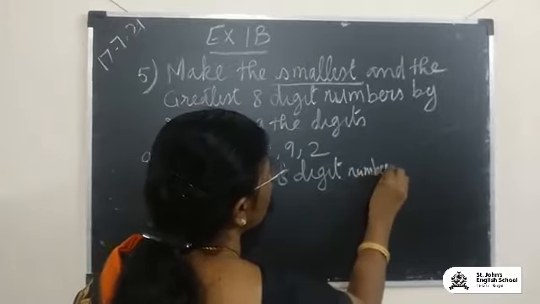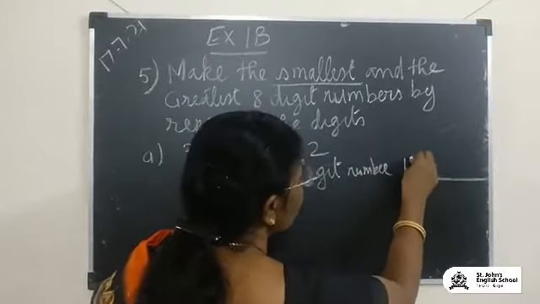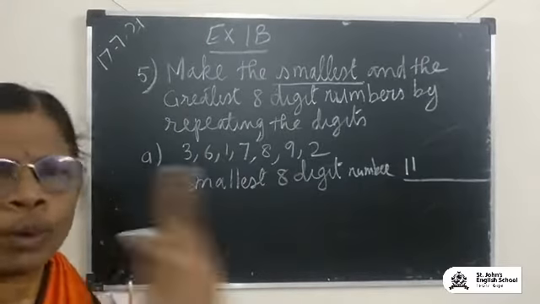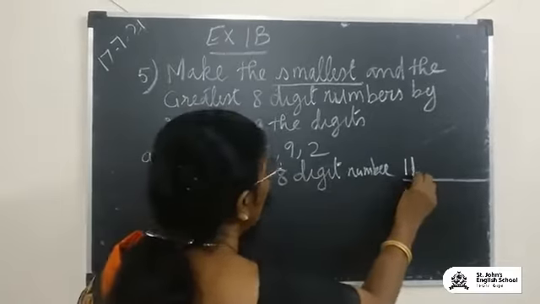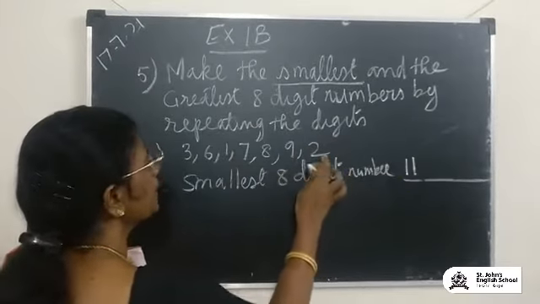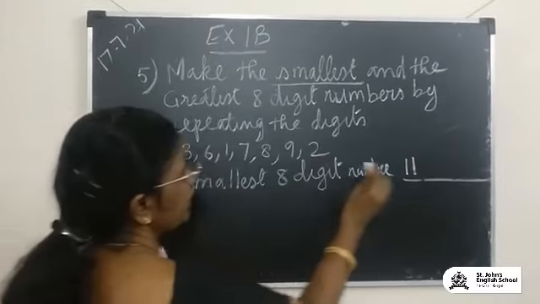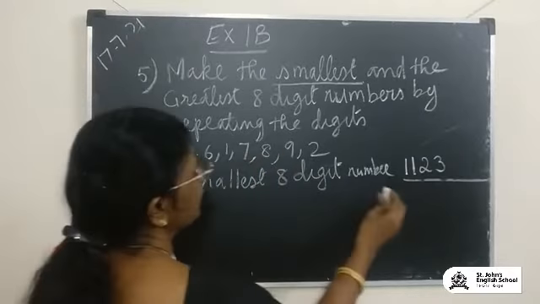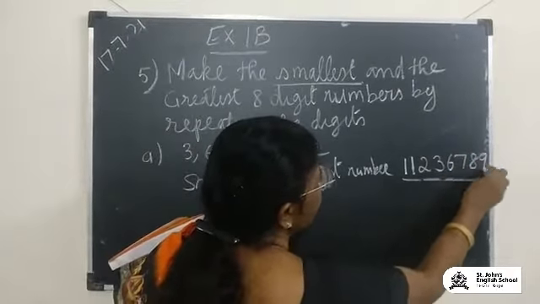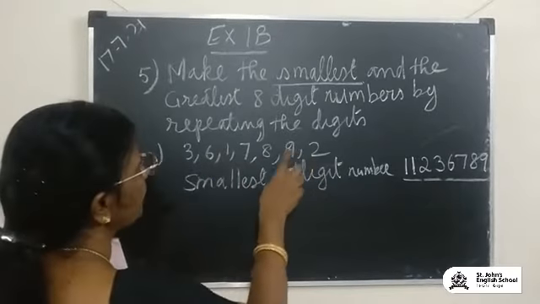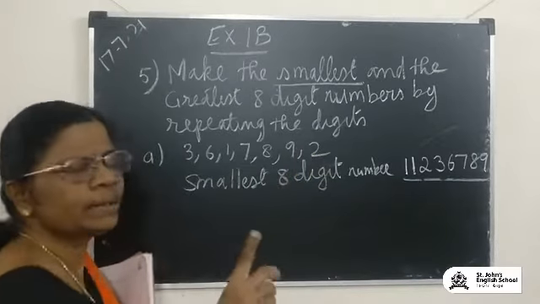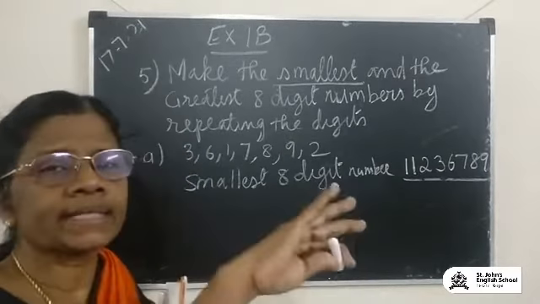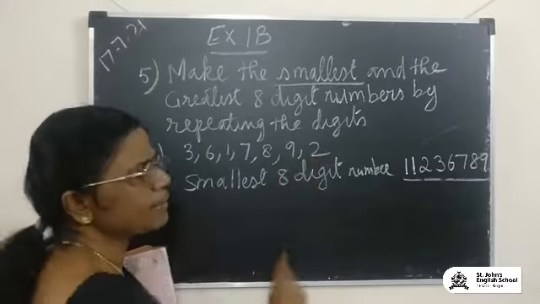The smallest number is 1, but because it's the smallest number, you should repeat the 1 one more time. So you write 1, 1. Now we arrange from small to big number. The next numbers are 2, 3, and then 6, 7, 8, 9. These are the numbers I have arranged from small to big. But why do you repeat the smallest number one more time? Because it should be the smallest 8-digit number, and only 7 numbers are given here.